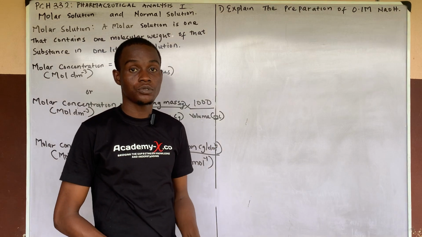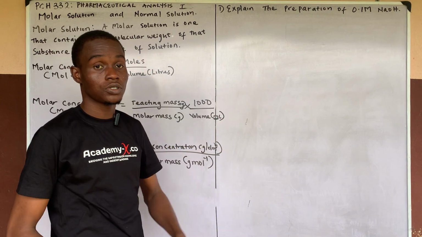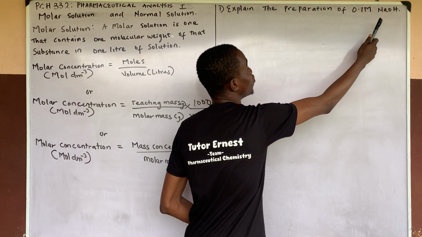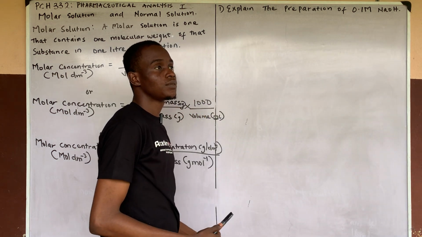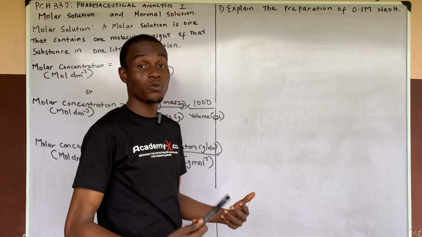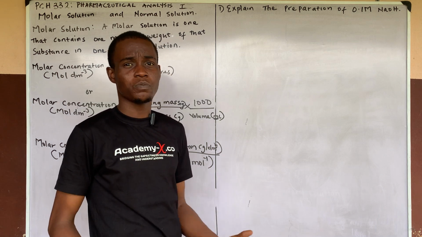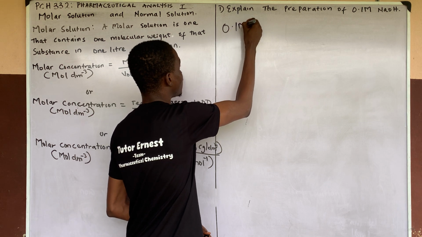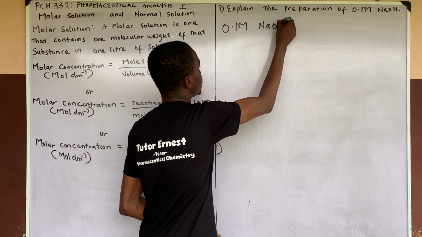I'll be looking at some examples regarding molar solution. And the first example says, explain the preparation of 0.1 molar NaOH. That is, how can you prepare 0.1 molar NaOH? How do you prepare it? Now, say we should prepare 0.1 molar NaOH, that's sodium hydroxide.